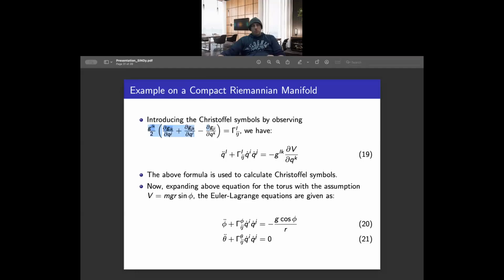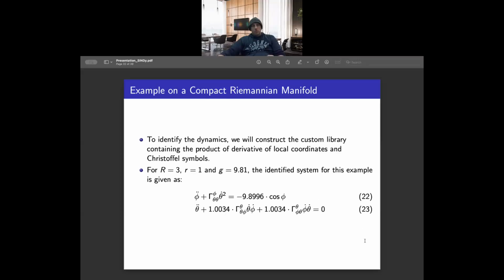Now, for this V, if I say that the particle is moving on the torus but under gravity, I will use the gravitational potential. In this case, that is how I get equation 20 and equation 21. So now, these are the theoretical equations of motion for the particle moving on the torus under gravity. Again, since we had the variables, these qi and qj are actually theta and phi.